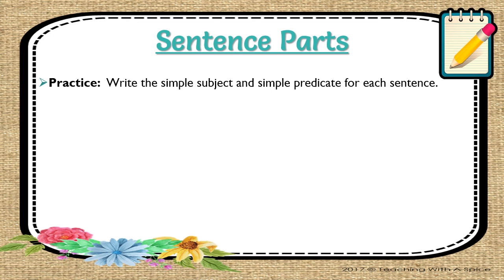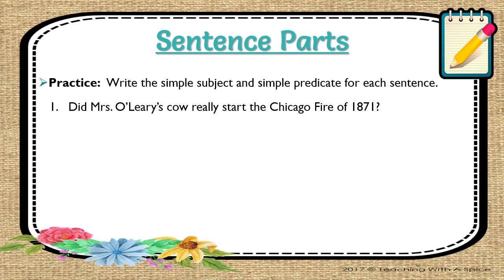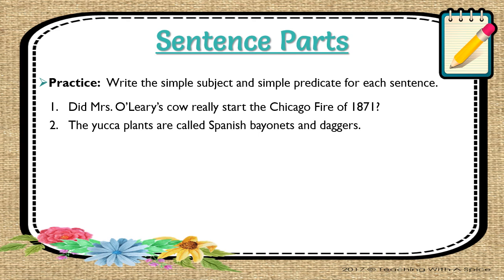Let's do some practice. Write the simple subject and simple predicate for each sentence. So you just need to label it. Simple subject, simple predicate. You don't need to write out the whole sentence, just write simple subject and write the word. Simple predicate, write the verb. Did Mrs. O'Leary's cow really start the fire of 1871? Analyze carefully, find all your verbs and then your subject.